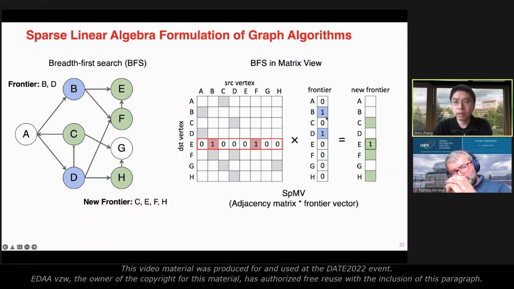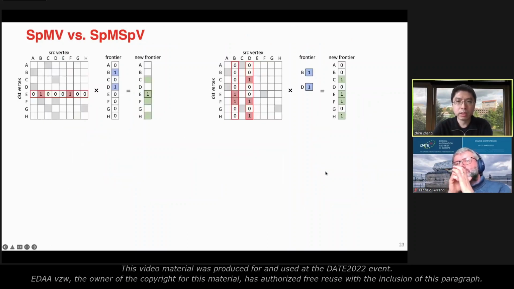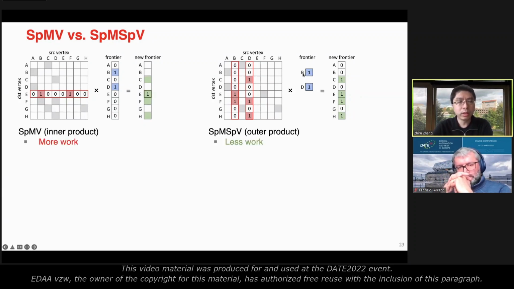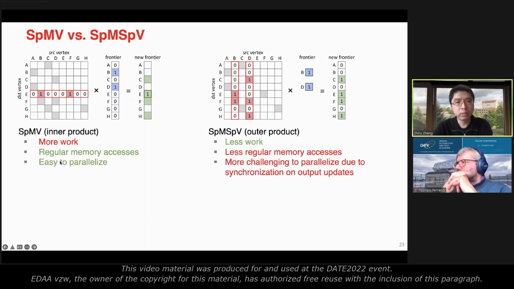Of course, in many cases, this frontier may not be dense. This frontier might be pretty sparse. So that's where we have a trade-off between using either SpMV, sparse matrix dense vector multiplication, or SpMSpV, sparse matrix sparse vector. With SpMSpV, we don't need to do a dot product. We express the frontier using a sparse format as well. We just need to use the scalar vector product. There are some interesting trade-offs, which I'm not going to elaborate too much. With SpMV, we have more work. SpMSpV has less work. But SpMV is easier to parallelize, and SpMSpV is slightly more challenging.